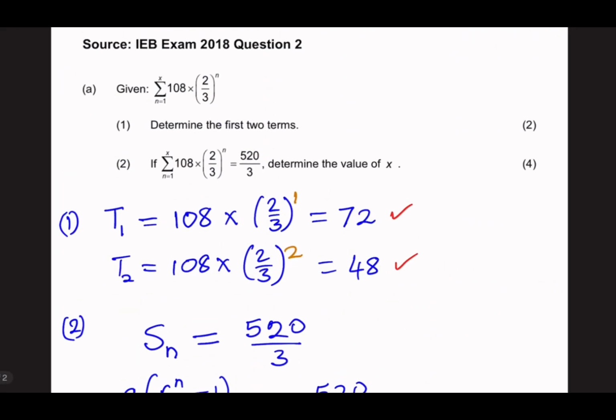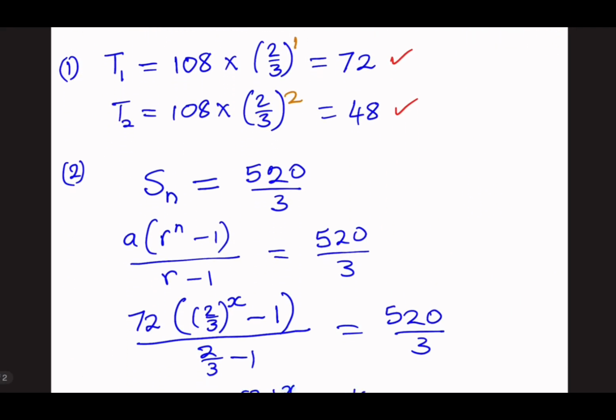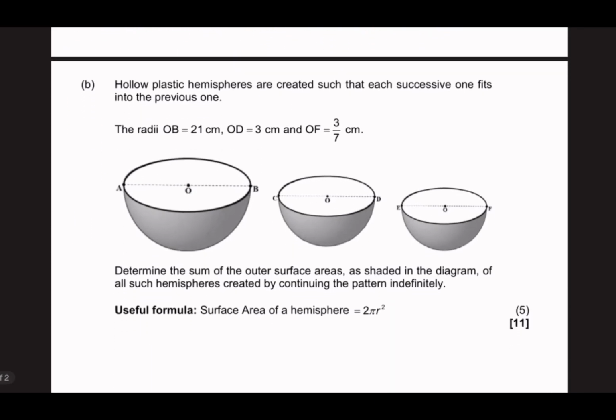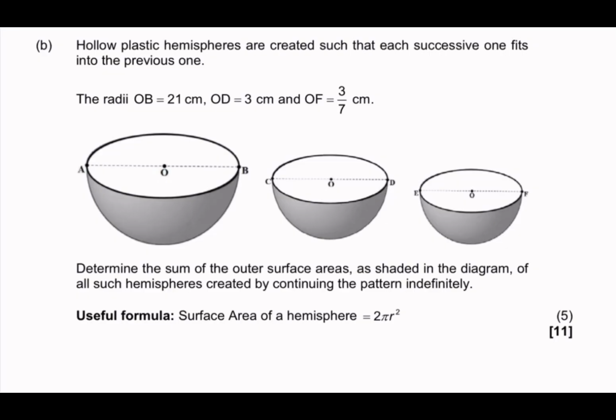I think that's a pretty simple question. I wanted us to try another question as well, just part B, which is a different question that I think is interesting. So here we've got hollow plastic hemispheres created such that successive ones fit into the previous one. So this fits inside that one, this fits inside that one. And the radius OB, which is just that part, is 21.